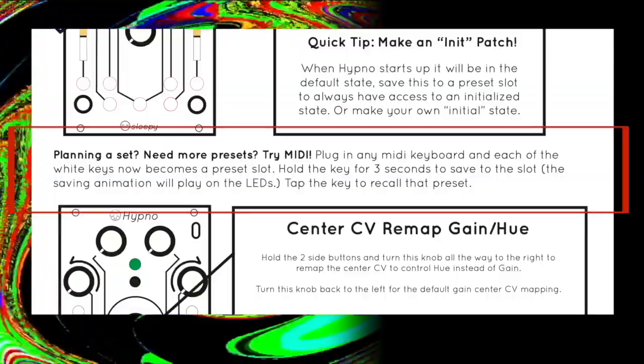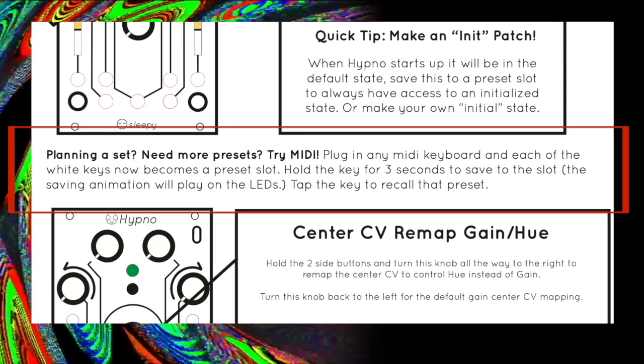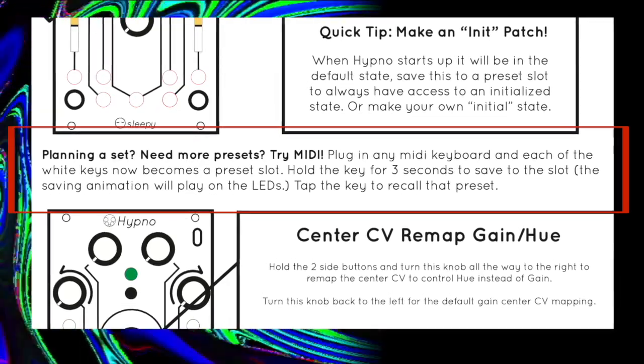Secondly, start saving all of your patches. Now, all you have to do to save a patch is simply hold down a single note on MIDI channel 16, and it allows you to save a patch. There are two different types of patches that I like to save.